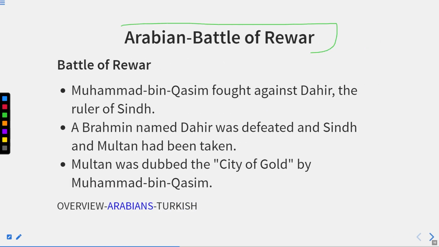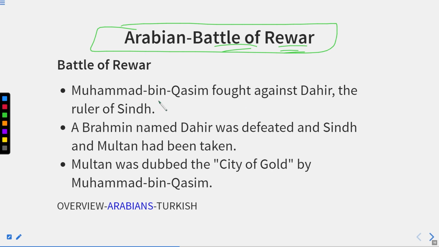Thereafter, we have the Battle of Reward. It is very, very famous. Muhammad bin Qasim fought against Dahir, the ruler of Sindh. The battle, as we know, Qasim versus Dahir. So where did this battle actually take place? This battle basically took place in Reward.